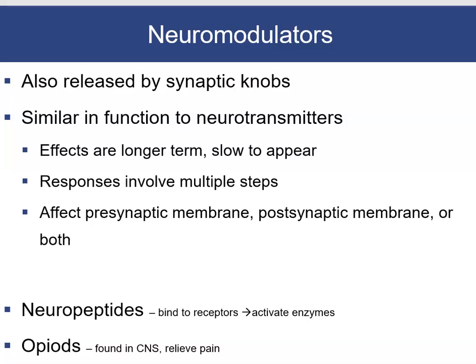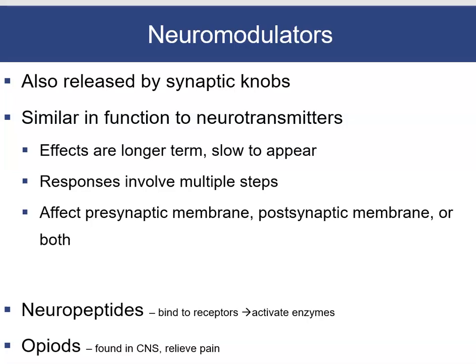Now, along with neurotransmitters, there are also neuromodulators. They too can be released from the synaptic knob. They are similar in function to neurotransmitters. However, their effects tend to be longer and they are slower to appear. The response to a neuromodulator involves multiple steps, and they can affect the presynaptic membrane, the postsynaptic membrane, or both.